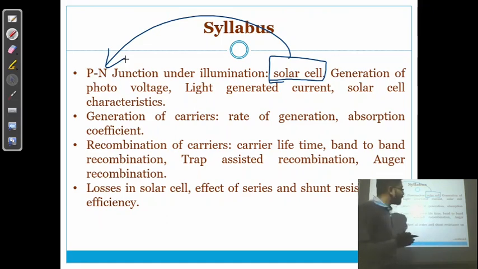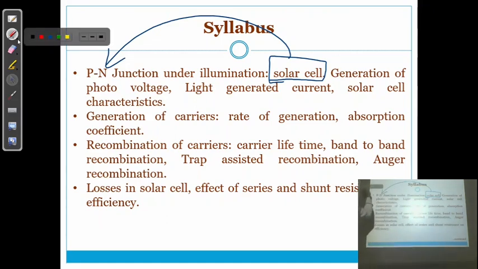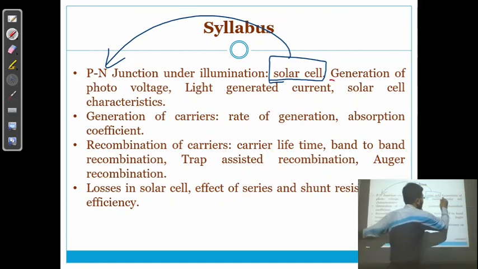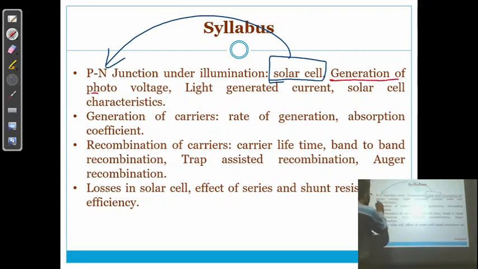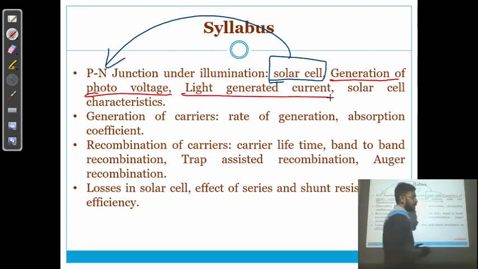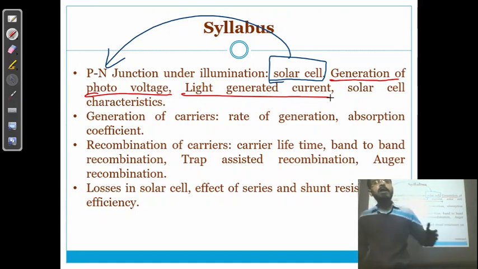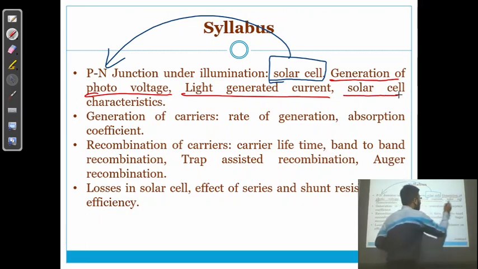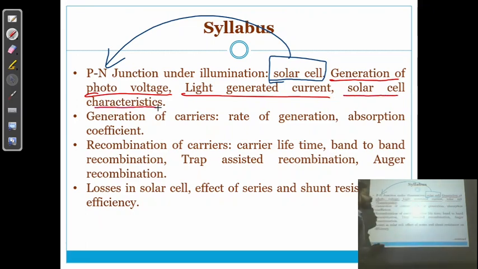Then the next topic is the generation of photovoltage, that is how voltage is generated in a solar cell. Then light generated current. We all know that current is nothing but the flow of electrons, so how that flow of electrons is generated, and we will see the solar cell characteristics. There are some characteristics associated with a solar cell.